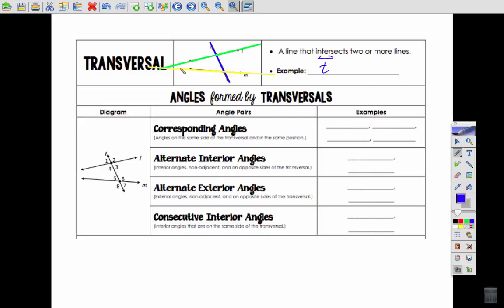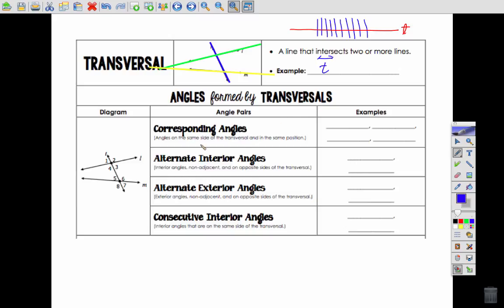So the green one will intersect with blue and yellow, and so the green one would also be called a transversal. Probably the easiest way to remember what a transversal is came from one of my previous students, who said it really is just the line that cuts through the fence. So line T is definitely my transversal there.